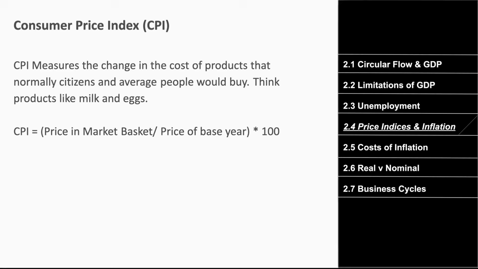The CPI measures the change in the cost of products that normal citizens and average people buy. So the CPI is basically normal goods you and I would buy, things like milk, eggs, or possibly cars, or just a basket of goods that normal people would buy. The way you calculate it is the price of the market basket, which the question should give you, divided by the price of the base year, times 100. So you get the current price divided by the price of the base year, maybe 2023 or 2020, and then you multiply by 100 and you get the CPI.